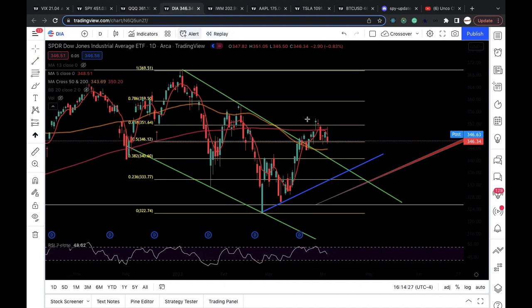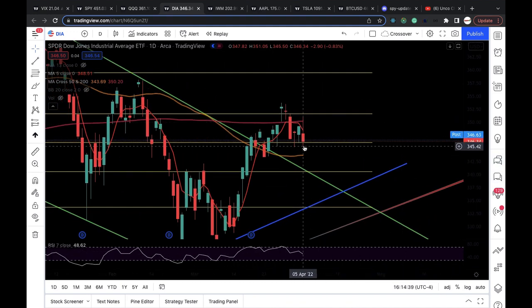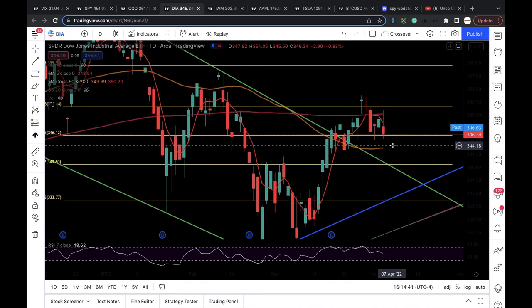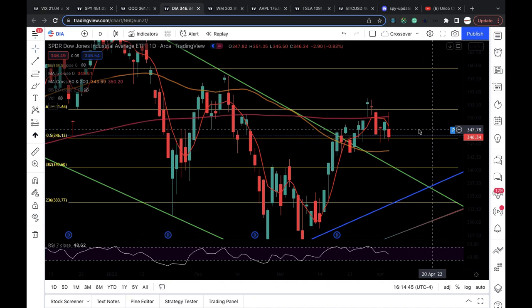Okay, Dow Jones got a strong rejection and went and tested the 200-day moving average at 350.2. Strong rejection from there, as you can see. Managed to close above the 346 level though. The 346 level is the 50% retracement level. Managed to close above it.